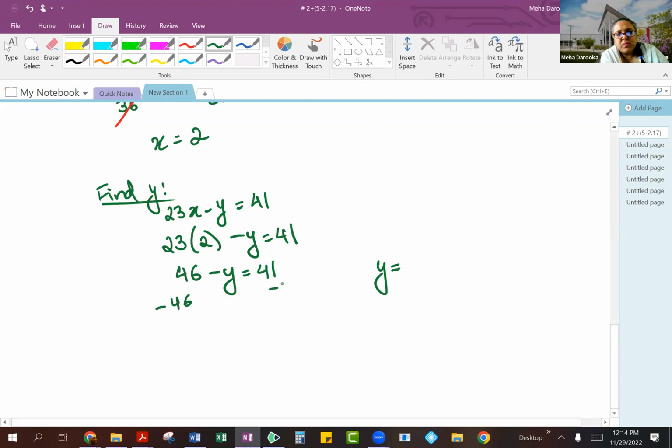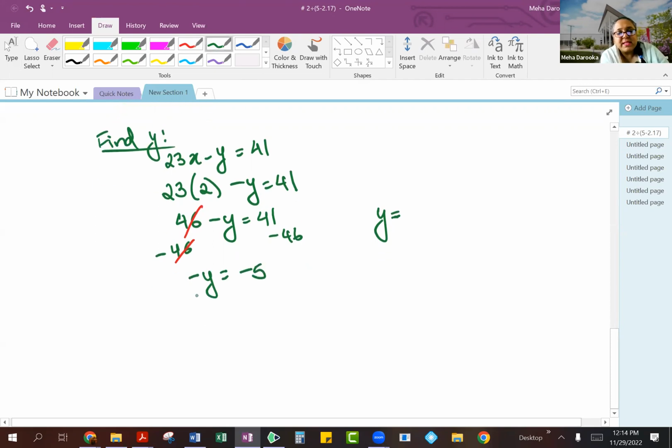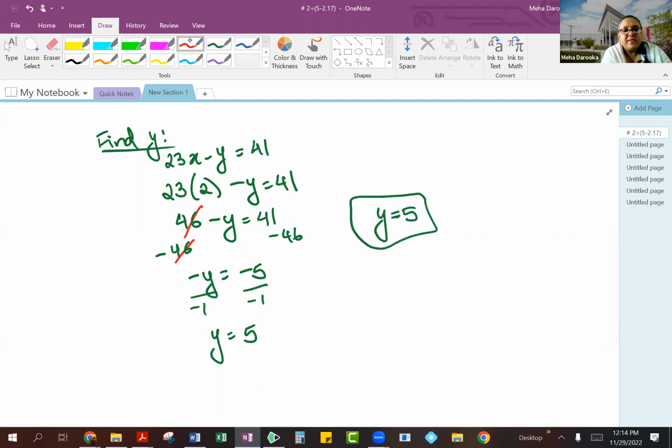So we're trying to get the y by itself. Jen, okay, very nice. So cancel out the 46, move it to the other side. You're left behind with negative y. This, of course, ends up becoming -5. And then since you have negative on both sides, multiply or divide by -1. And you end up getting y equals 5.